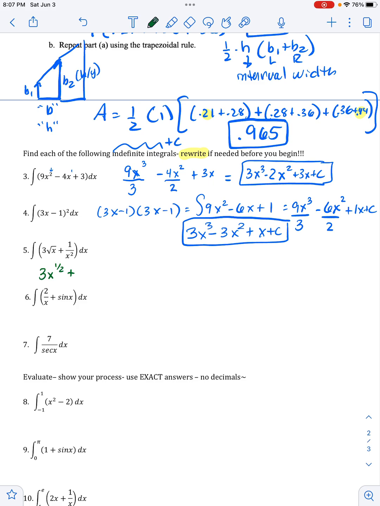It's 1 over x squared. So then I have to think of that as x to the negative 2. I am not doing the integral yet. I'm just doing the rewriting. Now they're both powers, and I can do the power rule.